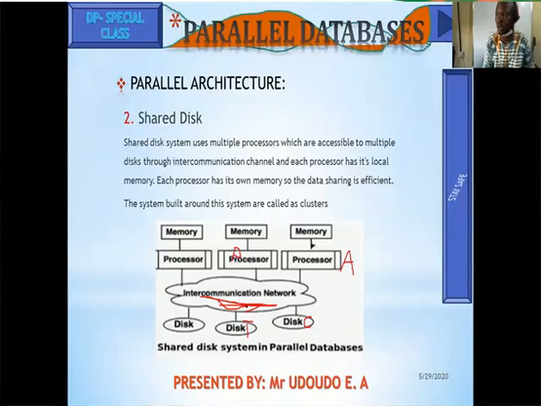Each has its own local memory, like I said before. But they have a common interface, and they can access any of the disks. Lastly, each processor has its own memory so that data sharing is efficient. And the systems built around this type of architecture are referred to as clusters.